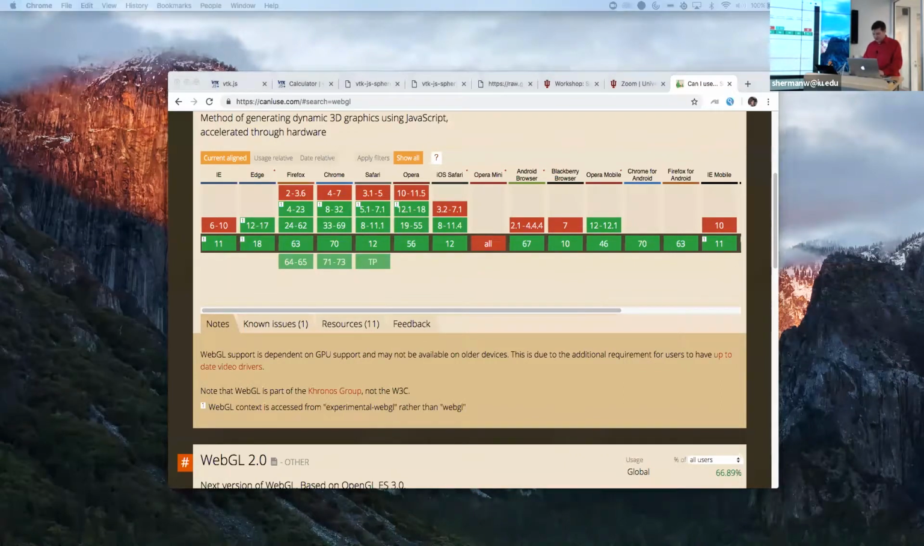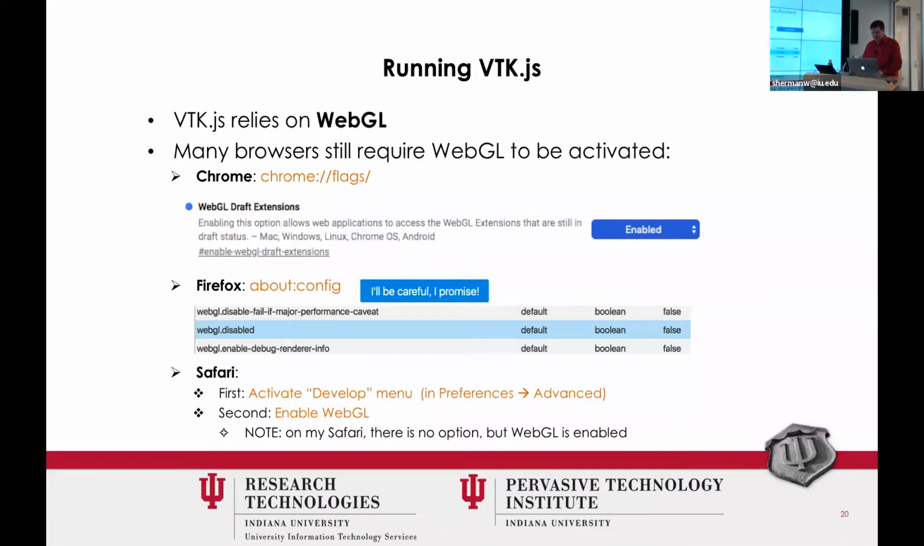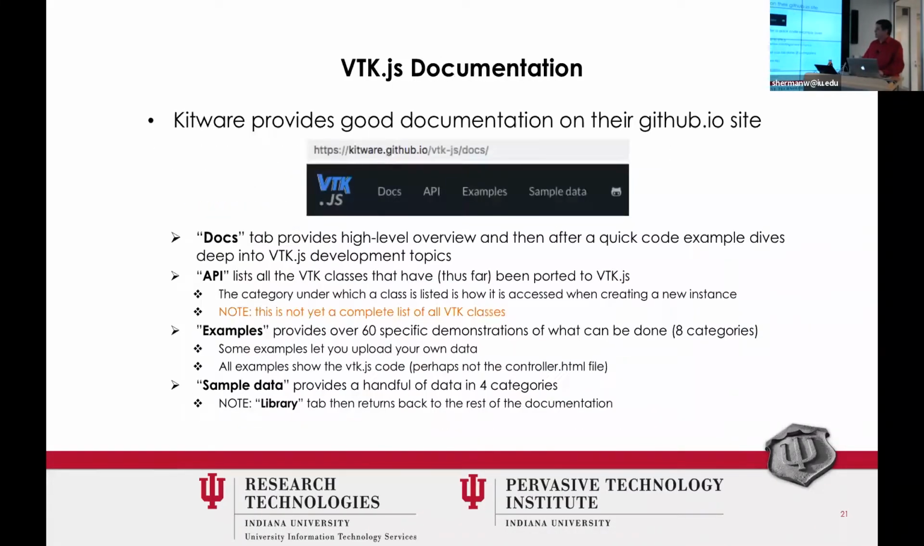For a lot of the rest of the slides, I'm going to go through some of the stuff and just give my own commentary on it, some of the Kitware work. They have pretty good documentation on their site. These are the main tabs: docs, API, examples, and sample data.